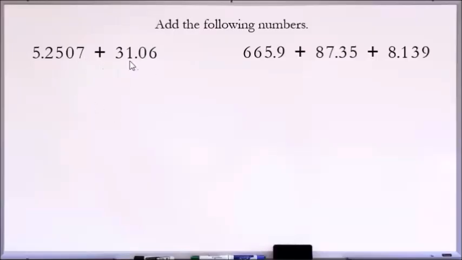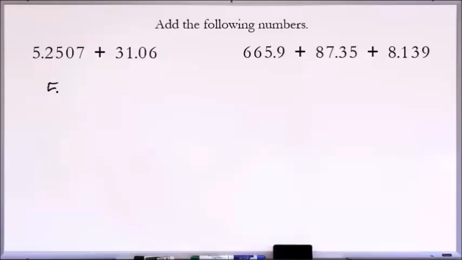We have another set of decimal numbers here, and that is 5.2507. We will be adding 31.06, and here we've got 3 of them here. 665.9. We'll be adding 87.35, and here we've got 8.139. So let's begin. Here let's write them out.